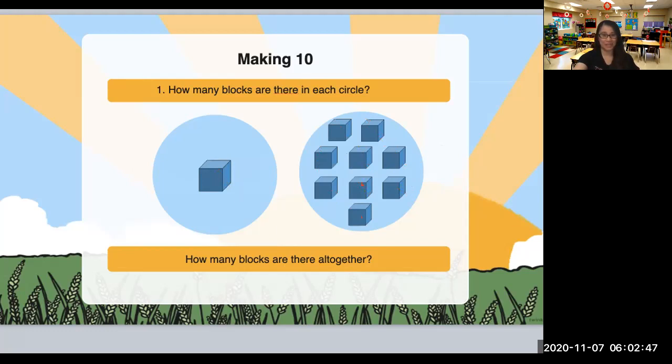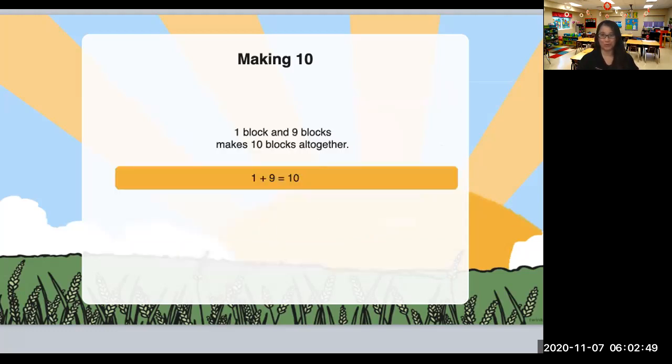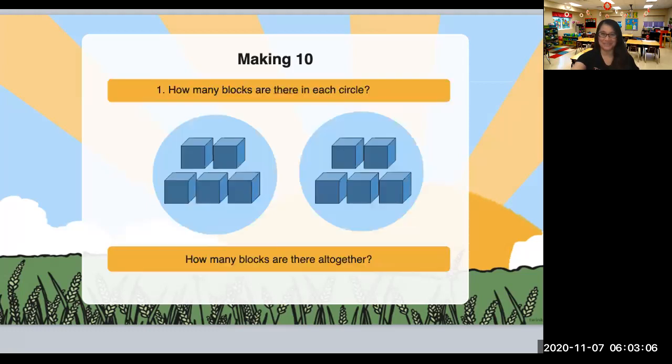Good. If your answer is 10, you are correct. 1 block and 9 blocks makes 10 blocks all together. So what does that mean? You have another group of 10. Now let's look at another example here. How many blocks are there in each circle? Are you ready to count?